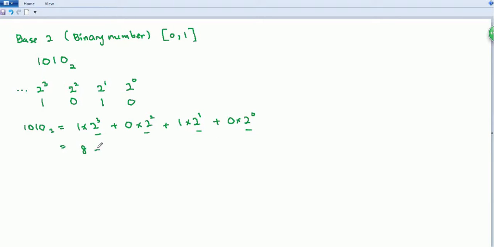Okay, it's 8 plus 0 here, 2 here, and the last one is 0. So it's actually equal to 10 in base 10. So this is not 1010, but only 10, if we want to write it in the number that we normally use in our daily life, which is base 10. Okay, so now we go to base 5.